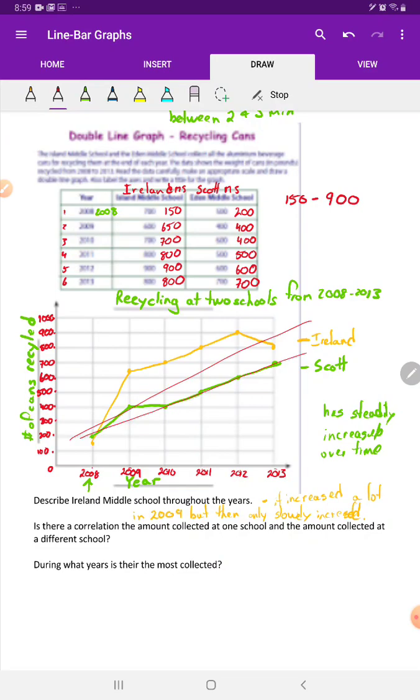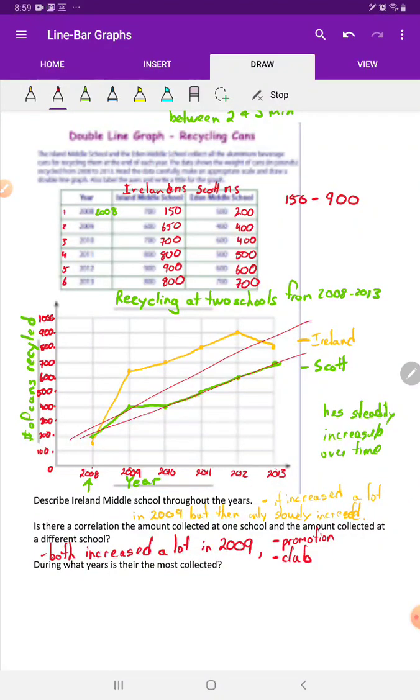Well, I think we can say that there is one correlation. Both increased a lot in 2009. Now, both of them had a jump there. So let's think about that. Is there potentially a reason why that would happen? Why? There's a lot of possibilities, but let's say maybe there was a promotion. Maybe there was a club created that tried to encourage recycling. There's a lot of possibilities, okay?